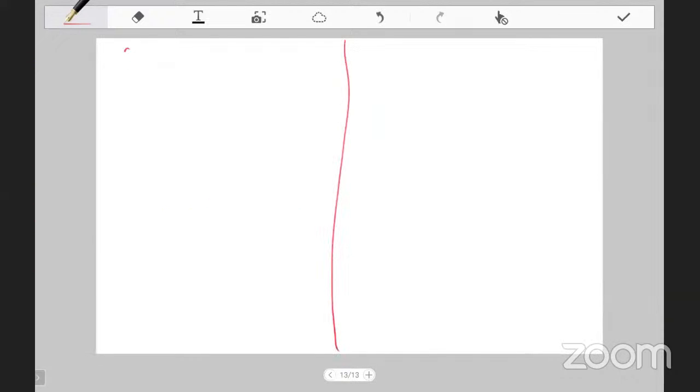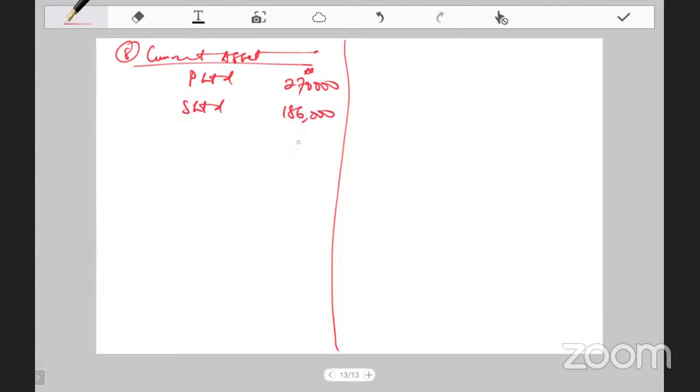Note 8, current assets. What's the current asset for P Limited? 270,000. What is it for X Limited? 186,000. Any adjustment on that? None. Confirm. We can see there's no adjustment, so let's go to the next one.